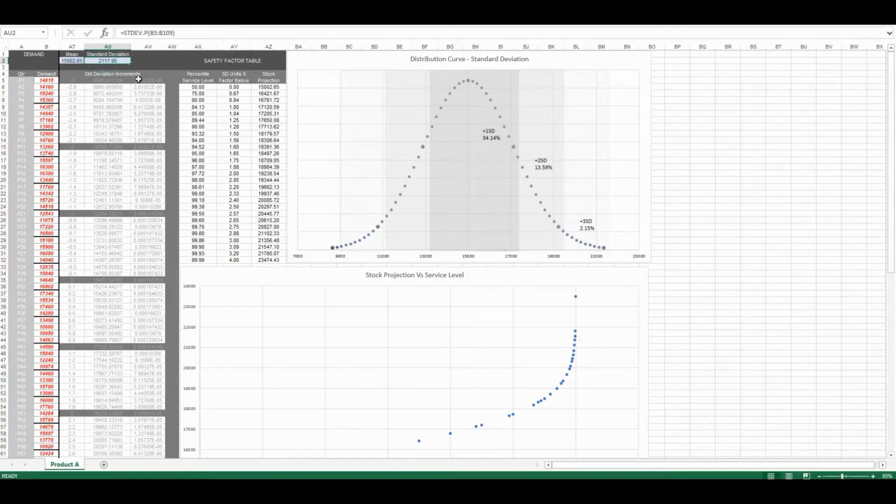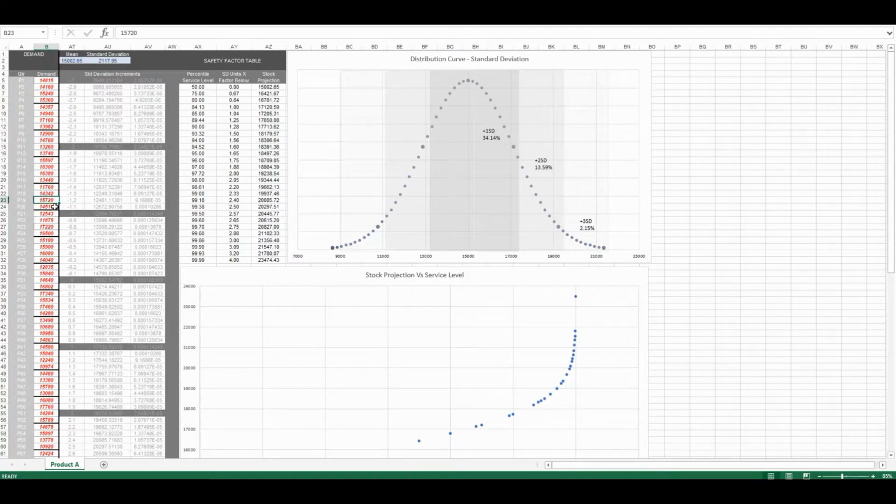It's much simpler. Don't worry too much about this standard deviation increments table. That's just there to calculate the distribution curve, so we don't need to worry too much about that. However, graphically we have a distribution curve for this data set. So again, intuitively we can say that if we stock the average amount, which if we go back here is 15,002, we stock the average amount at the top of this distribution curve, for a period of time we'll have enough stock 50% of the time.